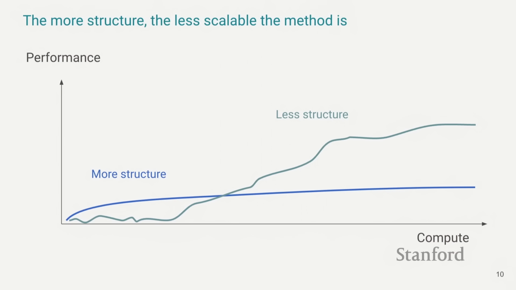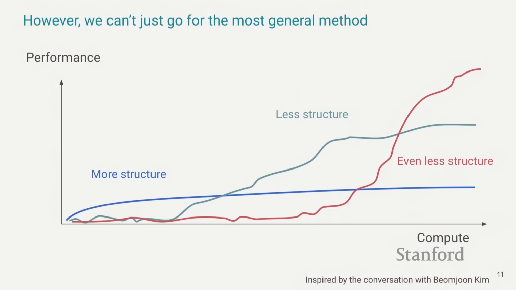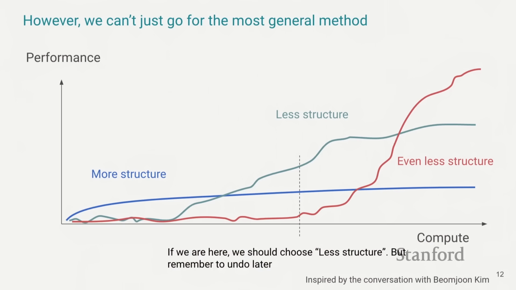So does that mean we should just go with the least structure, most freedom to the model possible from the get-go? And the answer is obviously no. Let's think about an even less structured case. This red one here will pick up a lot later and requires a lot more compute. So it really depends on where we are. We cannot indefinitely wait for the most general case. And so let's think about the case where our compute situation is at this dotted line. If we're here, we should choose this less structured one as opposed to this even less structured one, because the other one doesn't really work, and this one works.